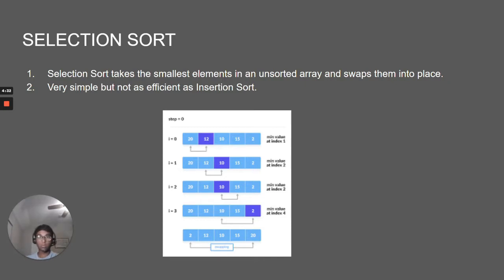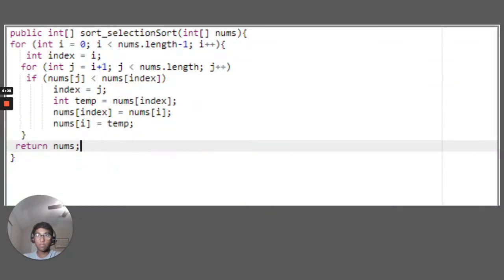It's called selection sort because it repeatedly looks for the next smallest element in an unsorted array and swaps it into place, which gives it a time complexity of O of n squared. This makes it really simple to think about and to do in code, but it's not as efficient as more advanced sorting algorithms like insertion sort, merge sort, etc.